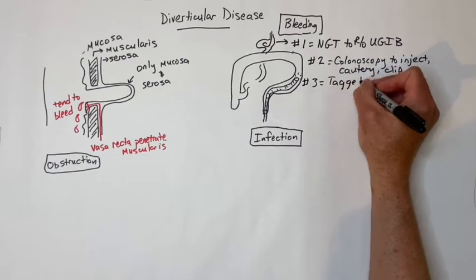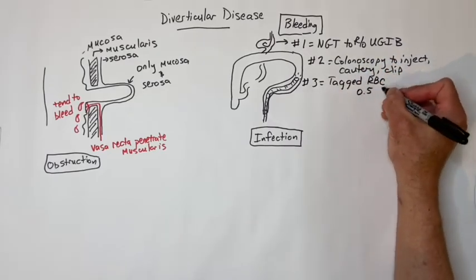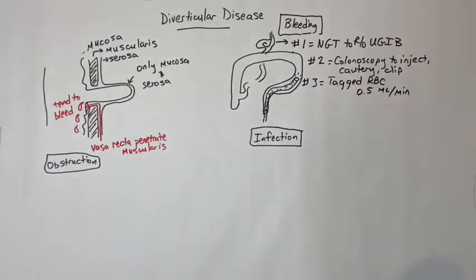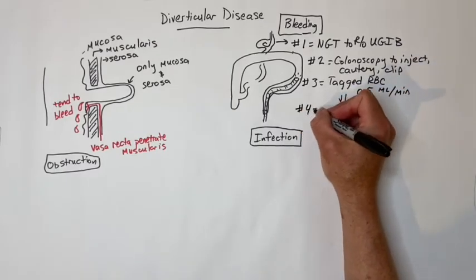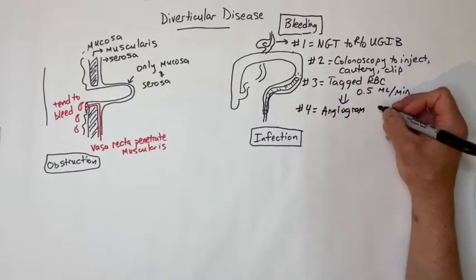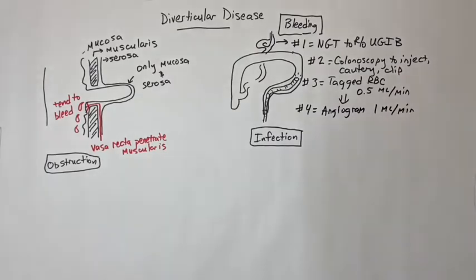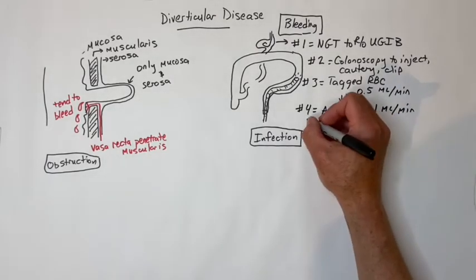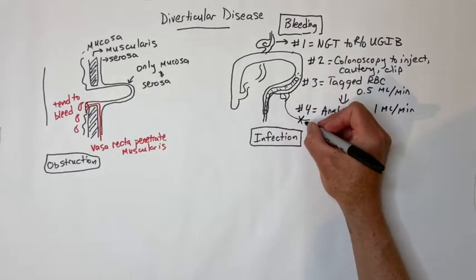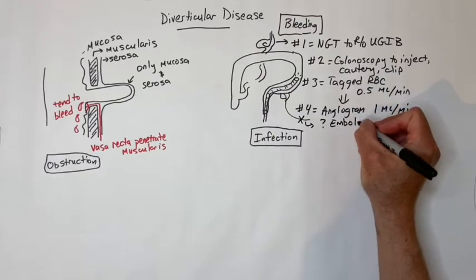that detects bleeding up to 0.5 milliliters per minute. Or if there is brisk bleeding, you could use an angiogram, which can detect bleeding at a minimum of about 1 milliliter per minute. Angiogram localization may allow for focused vasopressin infusion or embolization.